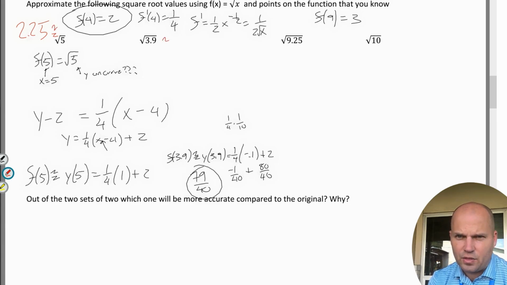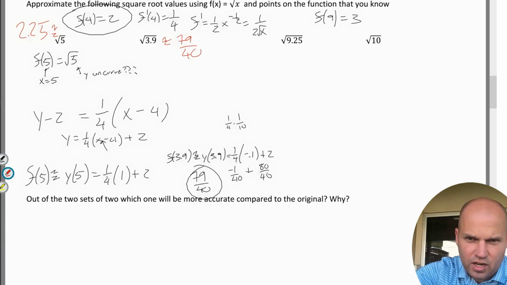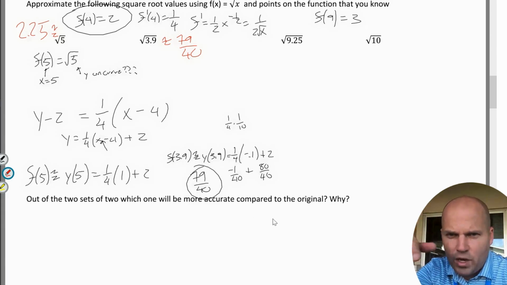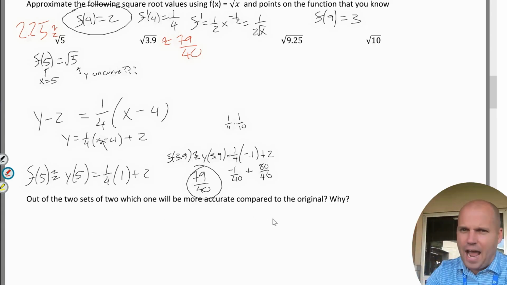Which is approximating this y, root 3.9. So I think root 5 is approximately 2.25. I think root 3.9 is approximately 79/40. Which one is going to be more accurate?